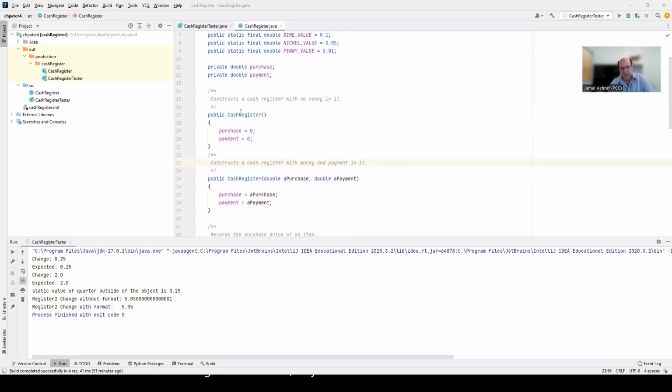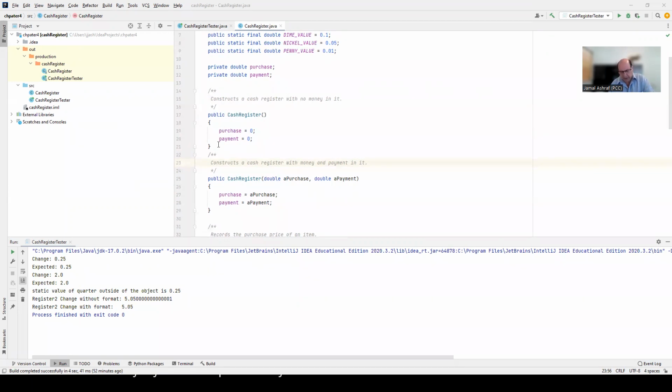So we have a default constructor that's going to set everything to 0. We should generally have a constructor that takes some parameters. My rule of thumb is if I have 2 parameters, I should have one with 2 parameters. Sometimes you want to have multiple of these constructors. So let's say that I want to build an object just with the purchase or just with the payment.